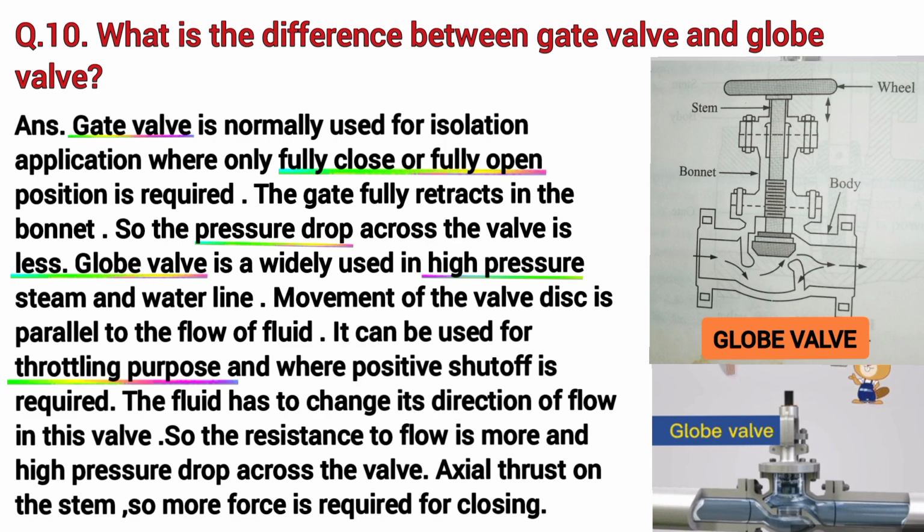The fluid has to change its direction of flow in this valve, so the resistance to flow is more and there is high pressure drop across the valve. Axial thrust on the stem, so more force is required for closing.